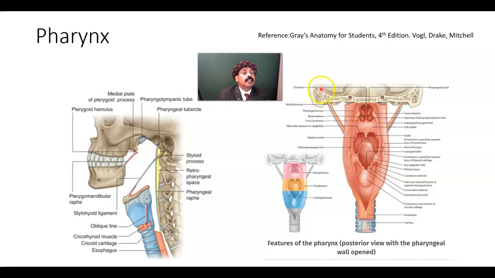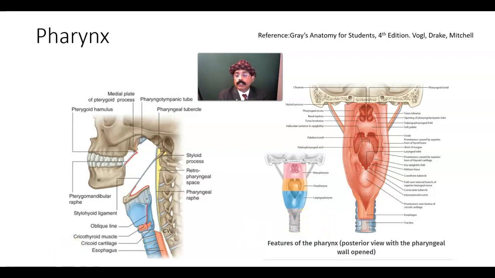In some types of congenital defect, there may be a membrane that blocks the posterior nasal aperture, but it can easily be opened by a probe in the neonatal ward. So this may be blocked by the membrane in some neonates. This is the styloid process and stylopharyngeus muscle, very important, innervated by the glossopharyngeal nerve. That is a muscle derived from the third pharyngeal arch.